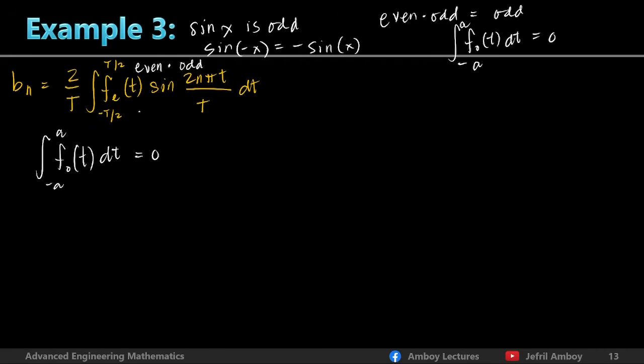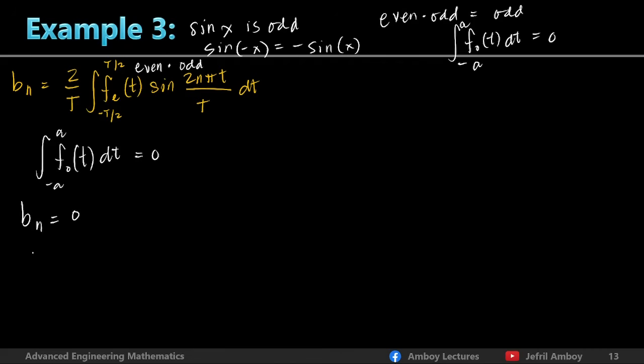Pero imagine, if you don't know this property, tapos pahirapan ka, nagkamali ka pa sa pag-integrate, tapos may sagot ka, napakahaba-haba ng solution mo. Hindi mo alam, ang sagot lang pala 0, di ba? So that's the advantage of knowing these properties. Hindi ka na magsosolve. Matik yan. Bn is equal to 0.